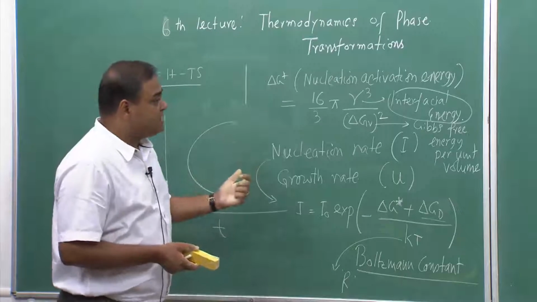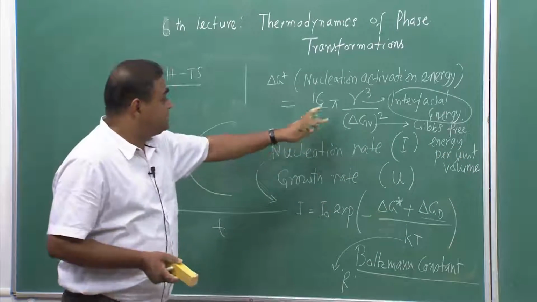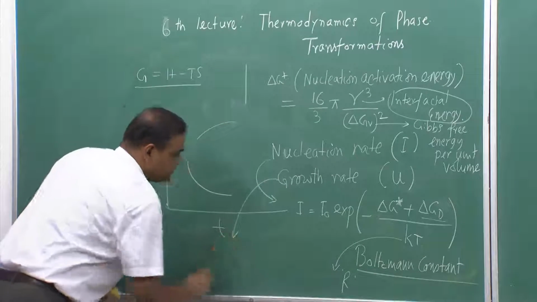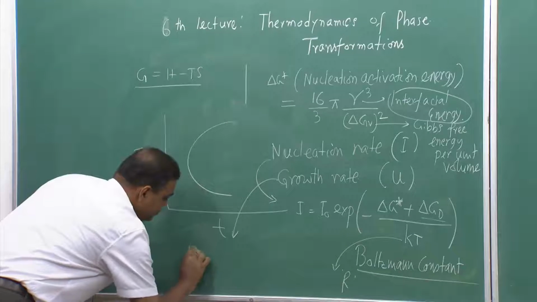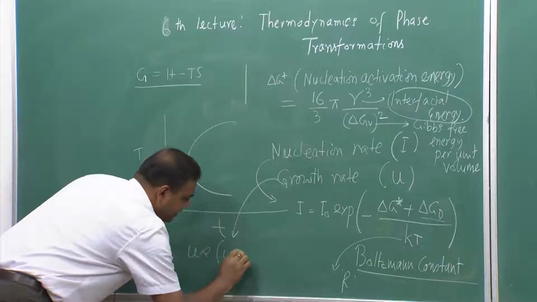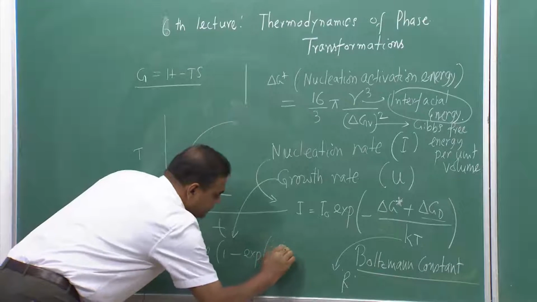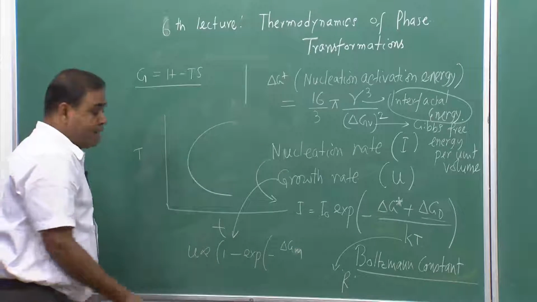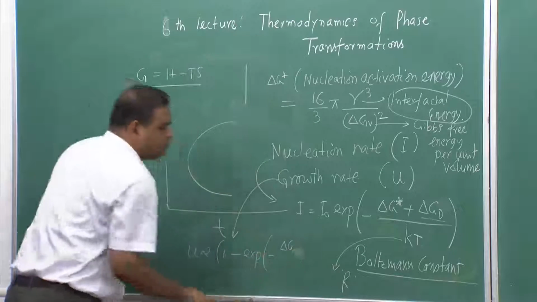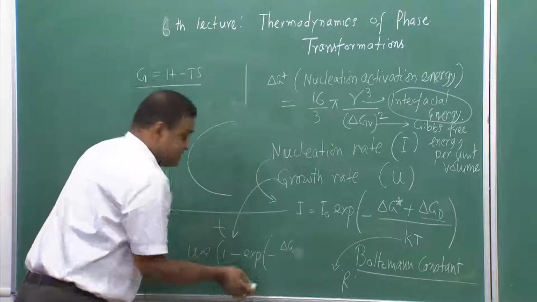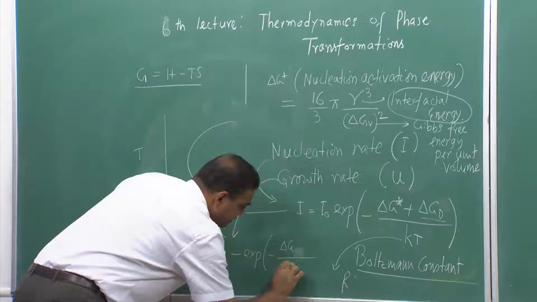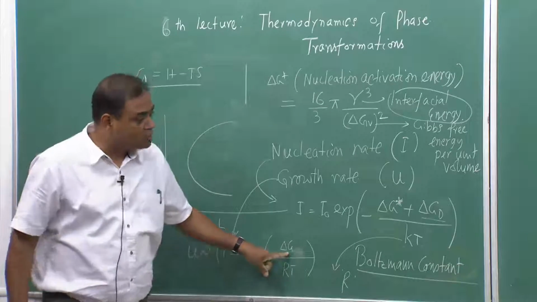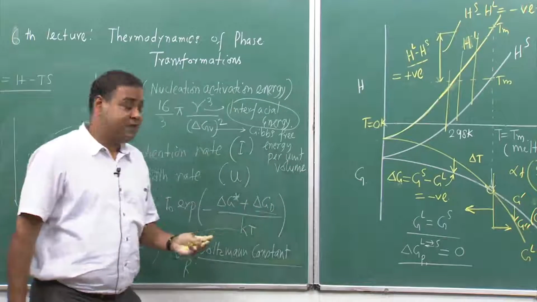But why I am telling that this particular term is to be quantified, because this is needed in order to find out I. Similarly, if I try to find out growth rate, the expression is u proportional to 1 minus exponential minus delta G, let me put it in the molar quantity, over RT. So, this is the term. So, we need to find out this term also.